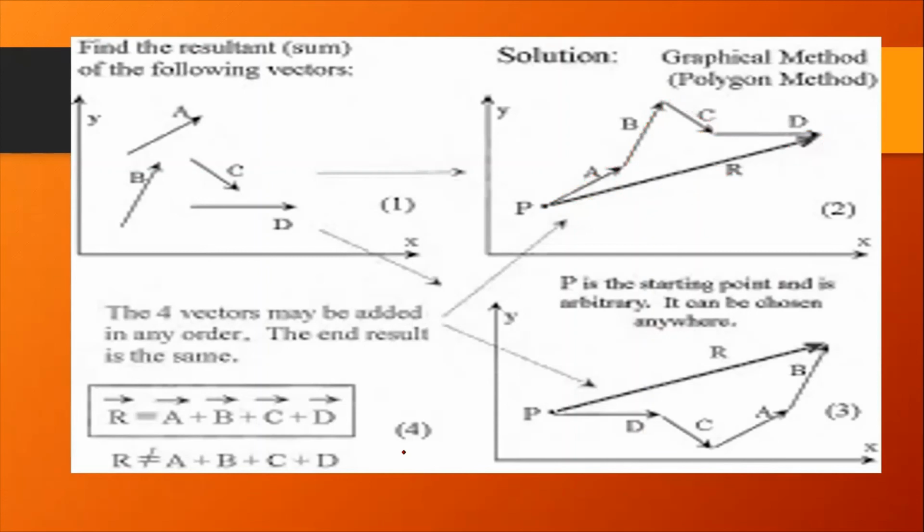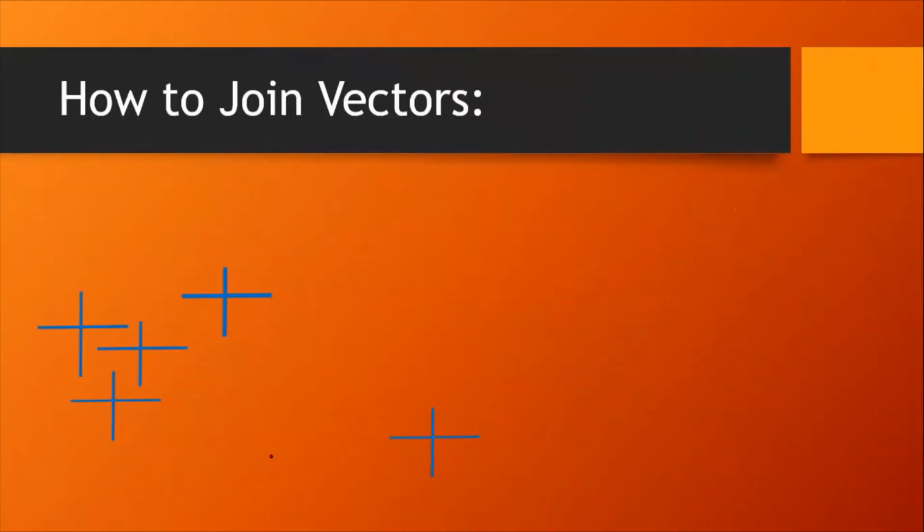Now what I am going to do is show how to join vectors. You can see different vector forces here, vector A, vector B, vector C, vector D, and hopefully you will like this activity. Vector A is lying on the x-axis, vector B is inclined, and vector C is in the second quadrant. This one is in the first quadrant, and this one is in the third quadrant.